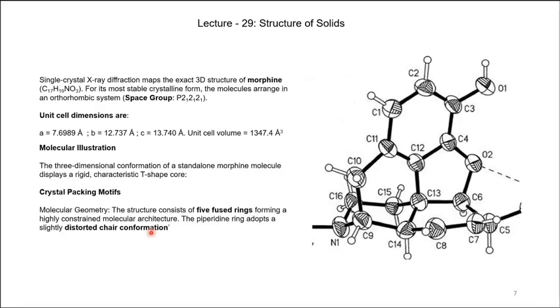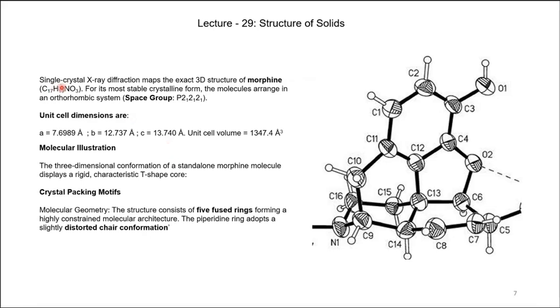We take this one. This is a structure of morphine. Here is the structure of morphine, and it seems a little bit complicated, but do remember, when we know the space group and unit cell parameters, there are lots of software which can draw the structure of the compound for us using that.